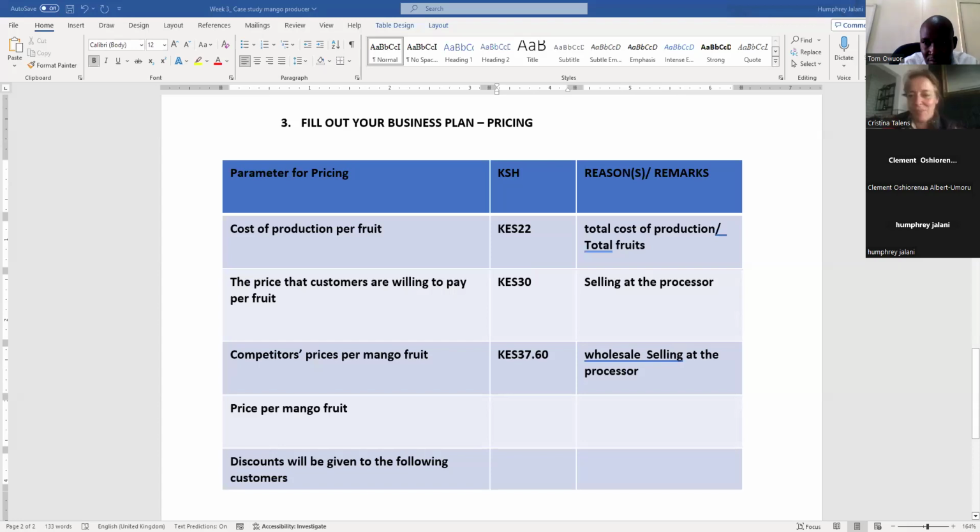Okay, got it. So for us, the cost of production was 22 shillings. And the price that the customer is willing to pay, we found it at 30, while the competitors' price per mango, per fruit, was 37.6. We didn't have enough time to finish the remaining two, but those are the ones that we found so quickly. Okay. Good. Thank you.